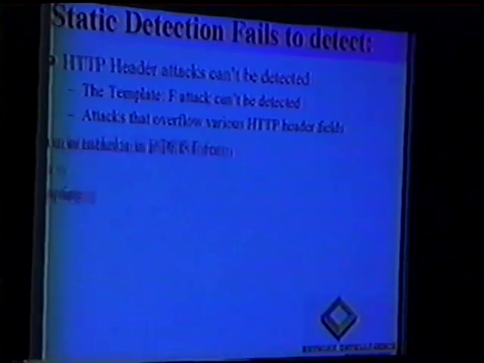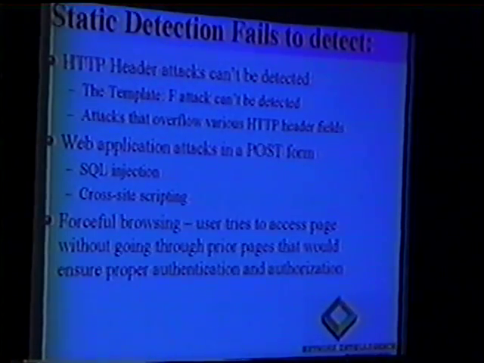So where are the areas that a static detection will fail to detect an attack? If the attack is against a web server where somebody is trying to overflow a buffer within some HTTP headers that are not there in the web server's logs, that fails. If it's a SQL injection or cross-site scripting or a parameter manipulation attack in hidden fields, that fails as well.